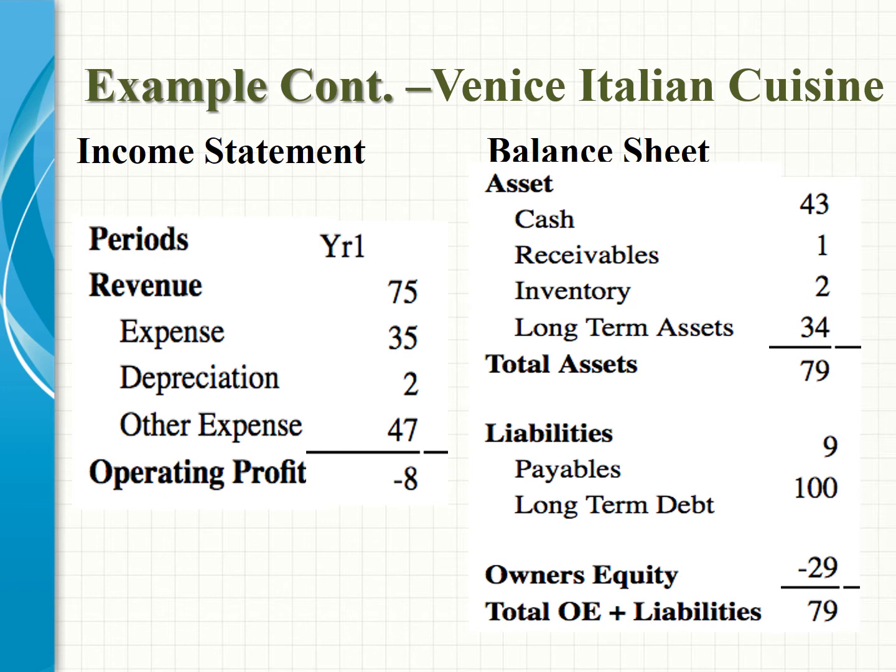Let's look at year one. In year one, total assets were $44,000, which included $43,000 cash and $1,000 receivables. Total liabilities were $9,000, which included $9,000 payables. This left the restaurant $35,000. Current assets minus current liabilities is equivalent to $44,000 in current assets minus $9,000 in current liabilities to give you $35,000. This means the business is liquid.